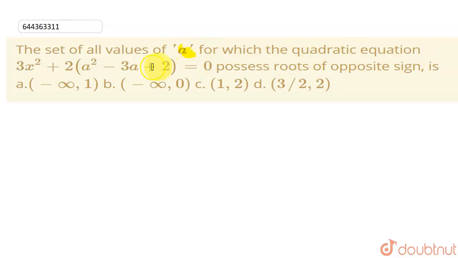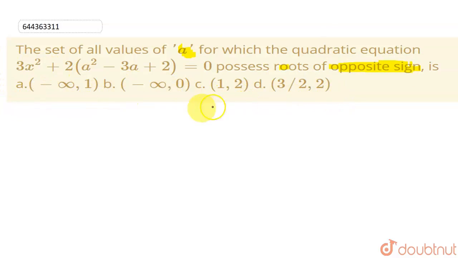So students, in this question, we have to find the set of values of a for which the quadratic equation 3x square plus 2 into a square minus 3a plus 2 is equal to 0 possesses roots of opposite sign. So this quadratic equation is having roots of opposite sign, and these are the options given to us.